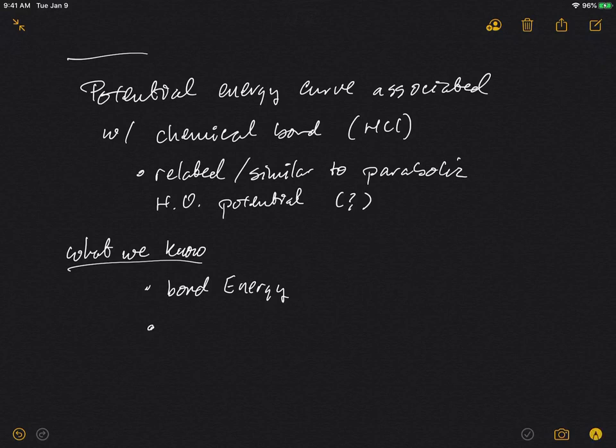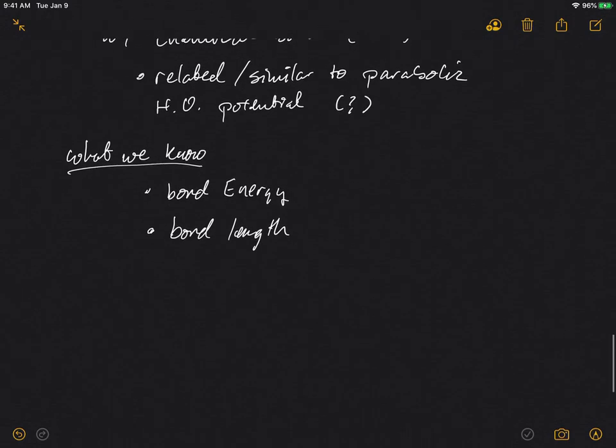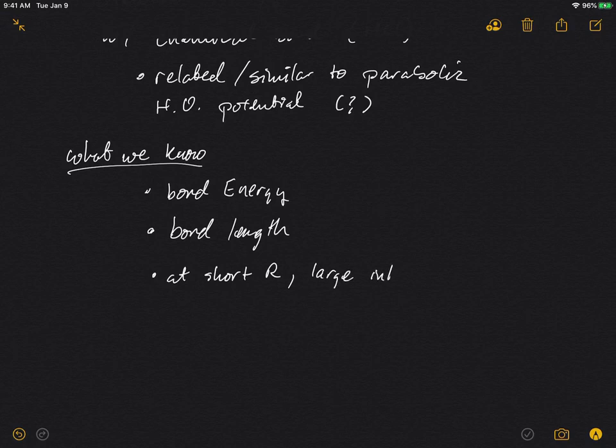And we also know that there's a bond length, or we believe that there are bond lengths associated with covalent bonds. And we also know that these atoms have positively charged nuclei, and so therefore at short internuclear distance, where internuclear distance is r, we expect there to be a large internuclear repulsion.